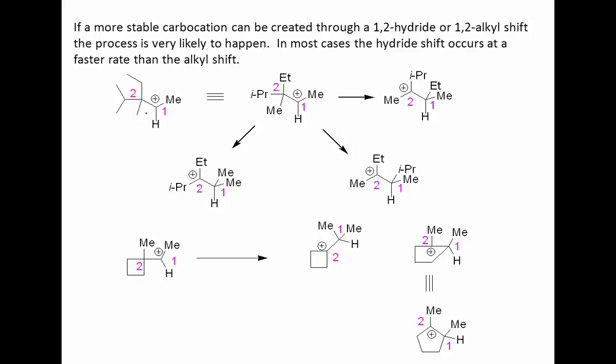Okay, so in general, if a more stable carbocation can be created through a 1,2 hydride or 1,2 alkyl shift, the process is very likely to happen. In most cases, the hydride shift is going to occur faster than the alkyl shift. But if we have a system like this, we'll call it carbon 1 and carbon 2, where carbon 2 is quaternary. Okay. Recognize that if we have 3 different groups, any one of these 3 alkyl groups can do this rearrangement.